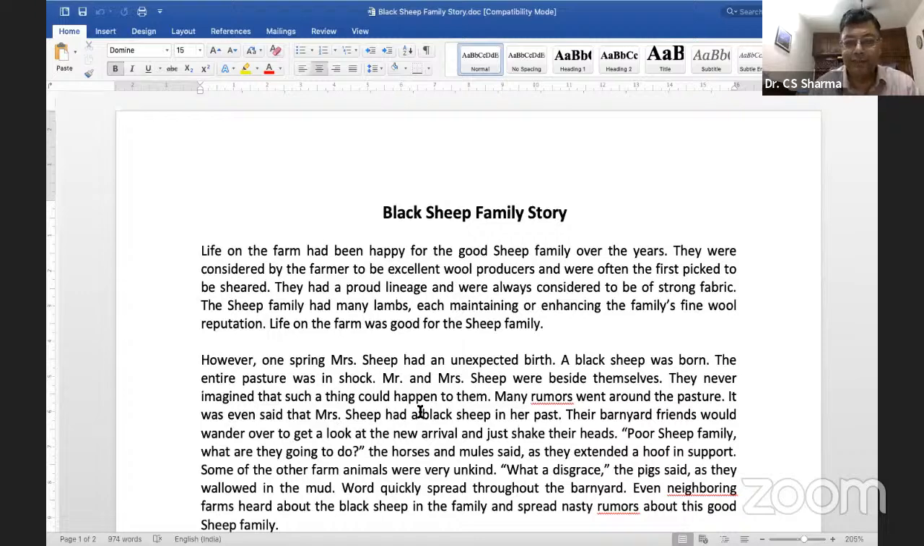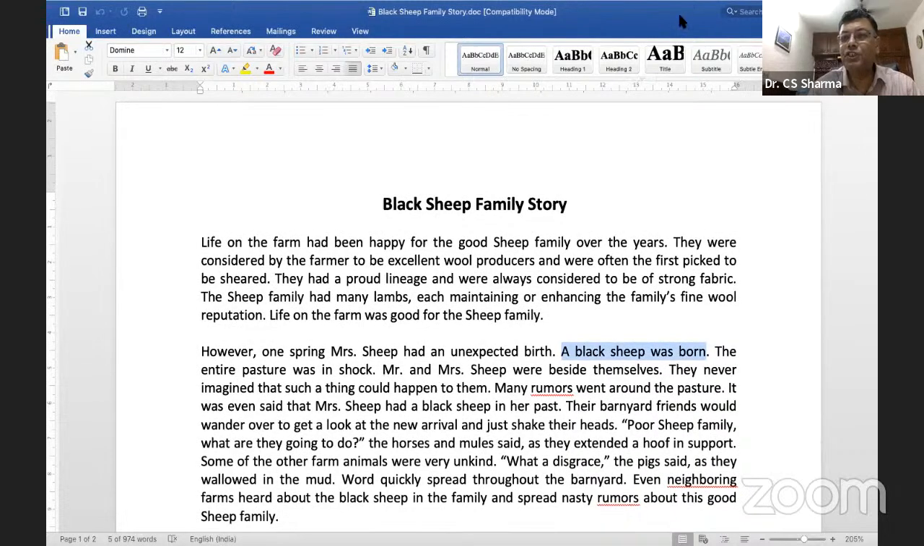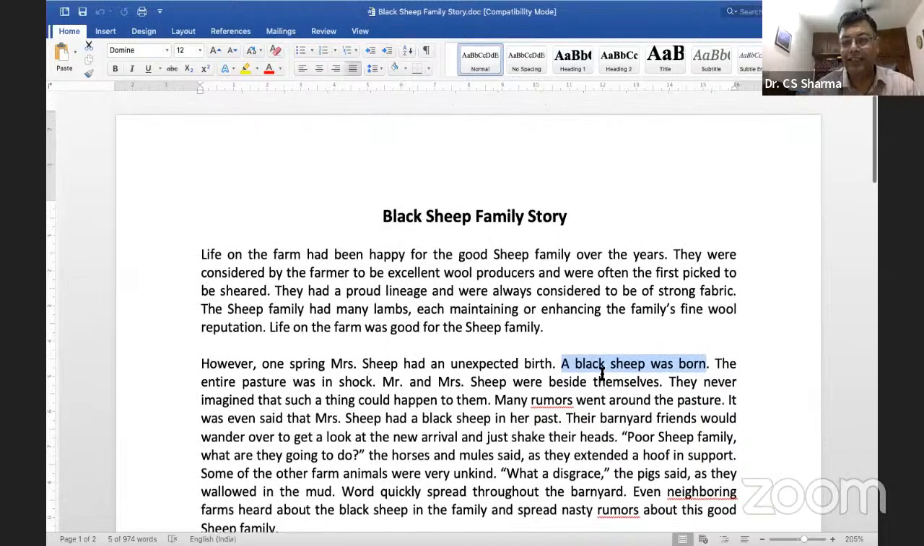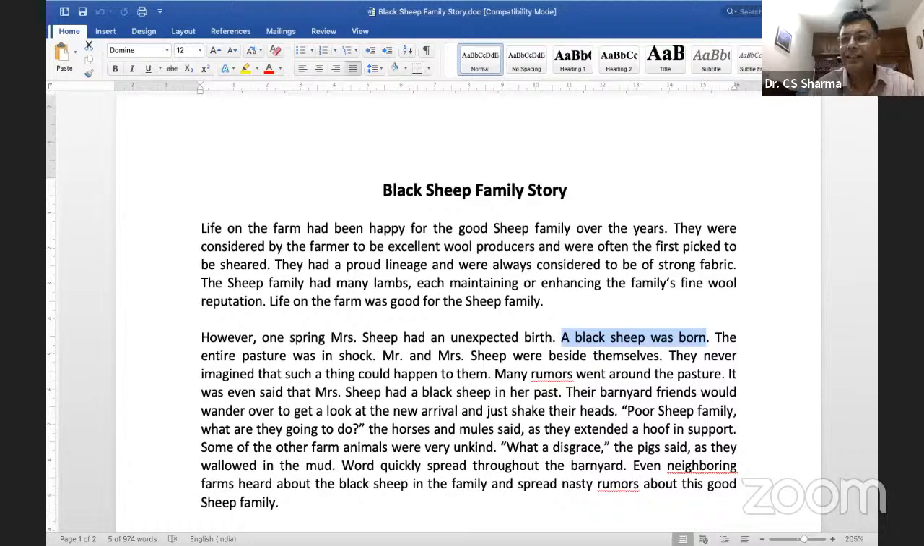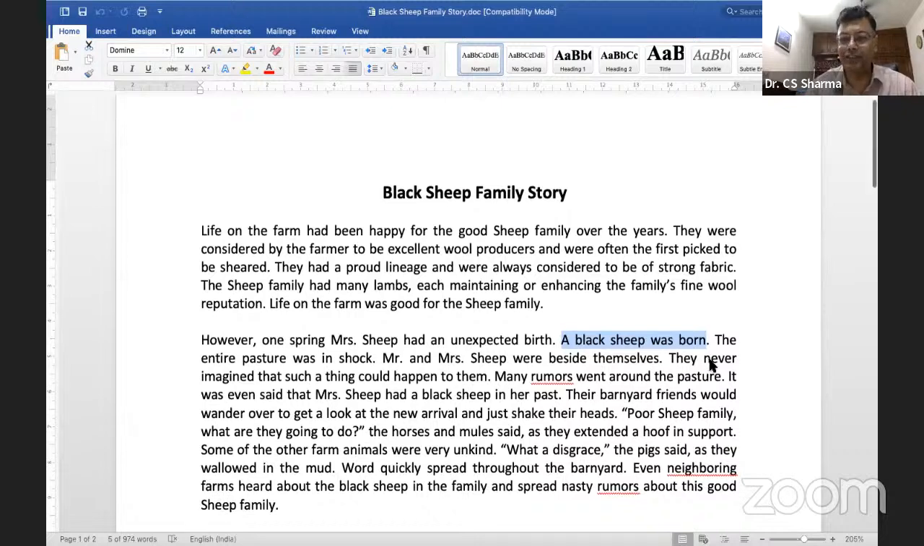pasture. Look at this, as I'm highlighting this, a black sheep was born. Everybody was white, but this was black. Okay? The entire pasture was in shock. Mr. and Mrs. Sheep were beside themselves. All right? They never imagined that such a thing could happen to them. Many rumors went around the pasture.